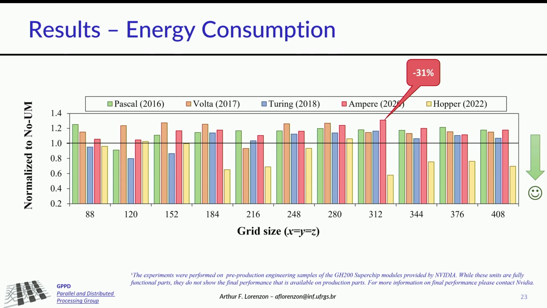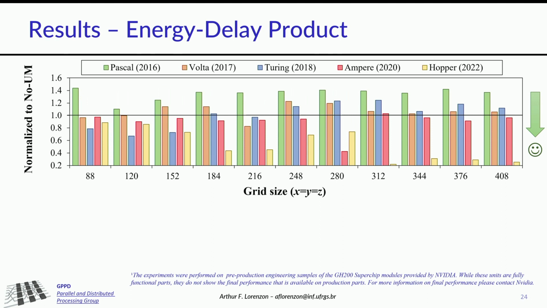than the non-unified version. But on the Grace Hopper, we have about 42% of energy improvements when compared to the hand-tuned version. When considering the EDP, which is the trade-off between performance and the energy consumption in only one metric, most of the results are better for the unified memory, mainly on the Grace Hopper. And in the worst case for the unified memory, it was 43% worse than the hand-tuned version on Pascal, but 78% better on Grace Hopper.